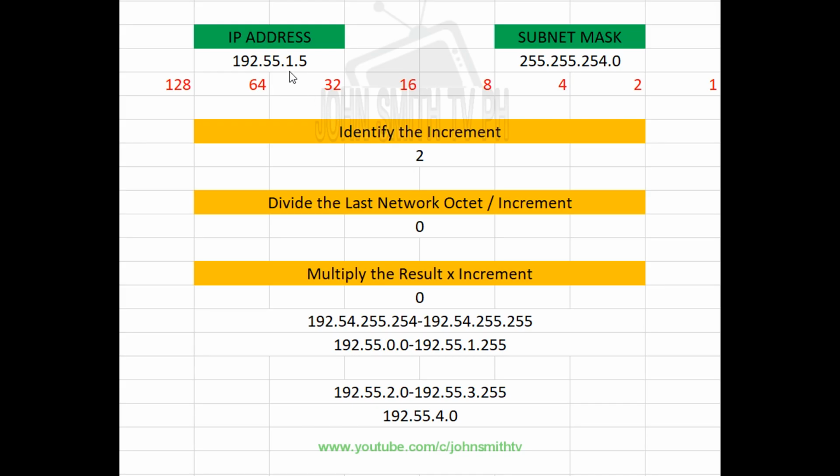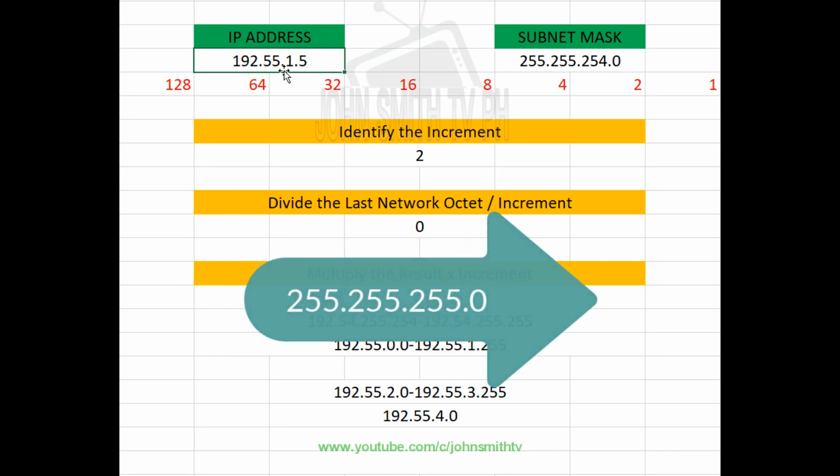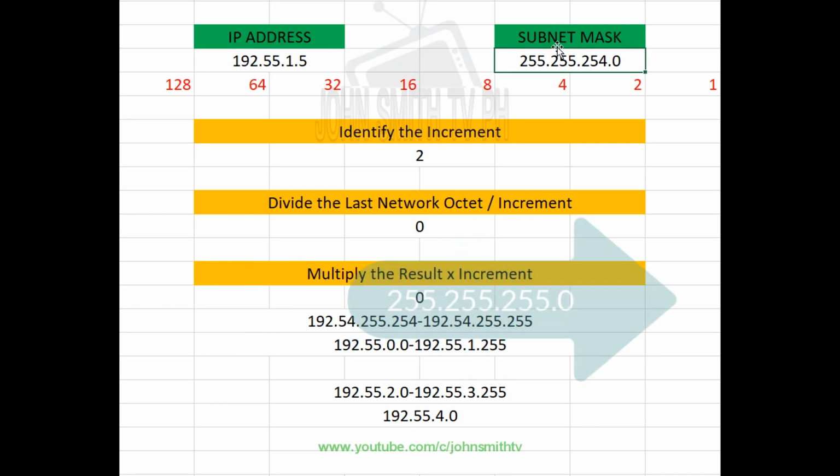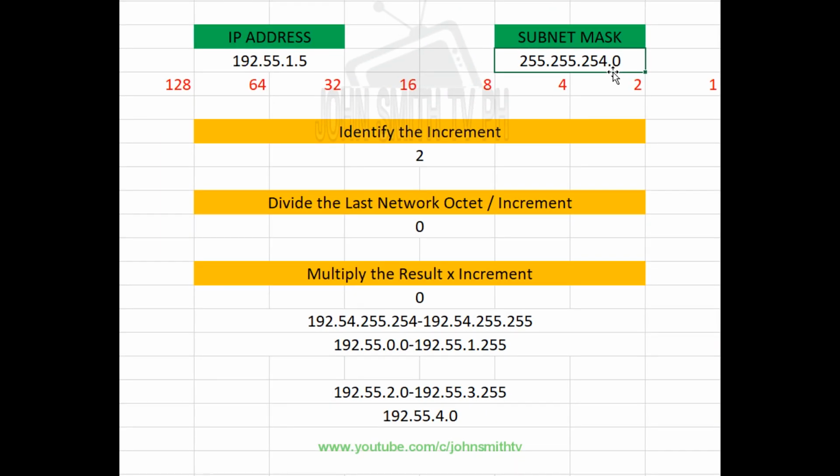by knowing what is the class of that IP address. Anong class ba ang IP address natin na ito? Ang IP address natin na ito ay nabibilang sa class C. At ang default mask ng class C ay 255.255.255.0. Pero teka, ang given subnet mask natin 255.255.254.0. So parang may mali.